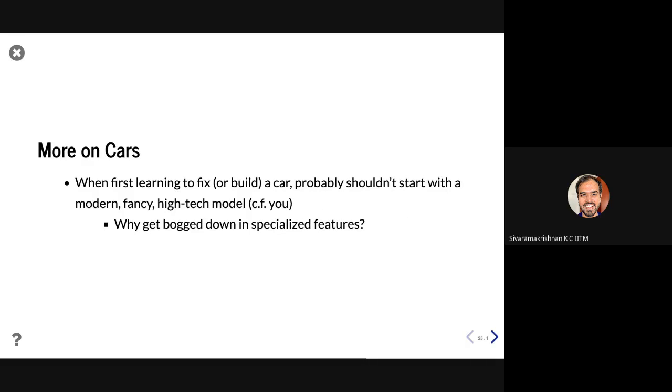And this is sort of you. When you are first learning to fix a car, or you're first building a model car, you're not going to build, say, the F1 car. You're not going to build a Toyota Camry. Why do you want to get bogged down by features like how does the AC work, or how does some remote key unlocking mechanism work? Really, you want to get to the essence. You want to say, what is a car? How can I understand it? How can I build it?